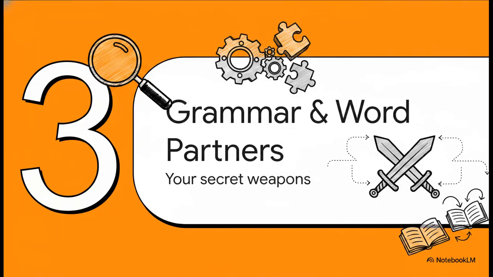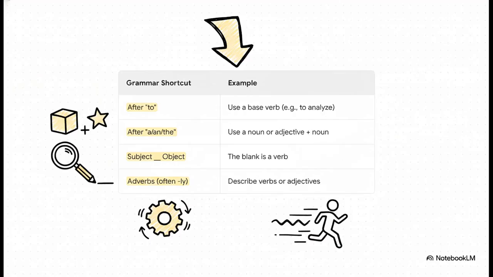All right, let's zoom in a little bit on those first 2 filters, grammar and collocations, or as I prefer to call them, word partners. Getting a handle on these 2 is going to give you a huge, huge advantage. You know, these simple grammar rules are like little cheat codes. For instance, if you see the word to right before a blank, chances are you need a basic verb, like to analyze. See a or the, you're probably looking for a noun. And those words ending in ly, well, they're usually adverbs that describe an action. Just knowing these little shortcuts can help you slash through the wrong options so much faster.